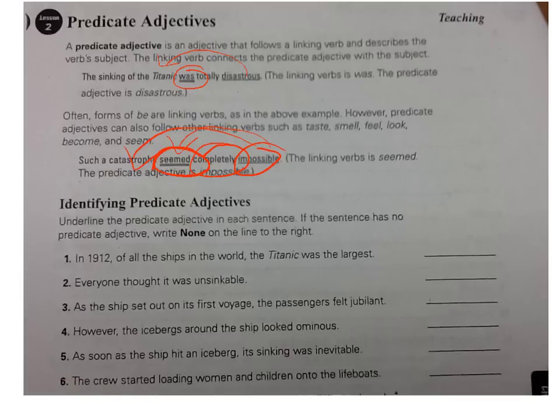So let's take a look at some of our actual questions down here. First of all, in number 1, we're looking for a sentence where a noun is linked to an adjective by a linking verb. In this case, the largest is the adjective, it is modifying Titanic, and was is our linking verb. Again, on the next sentence, we have the same situation. Was is our linking verb, unsinkable is our adjective, and it's referring back to the Titanic. So remember that predicate adjectives can modify pronouns as well.